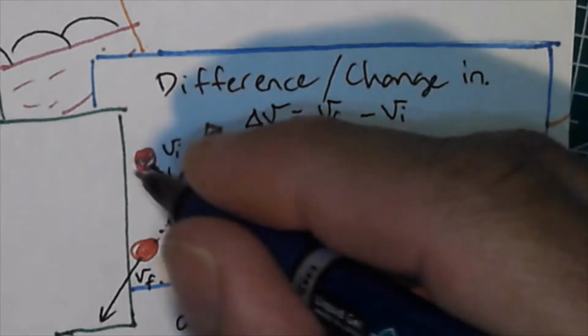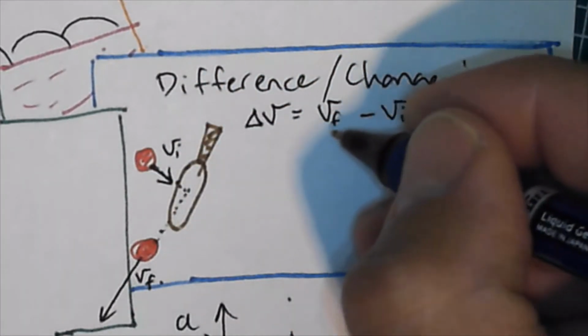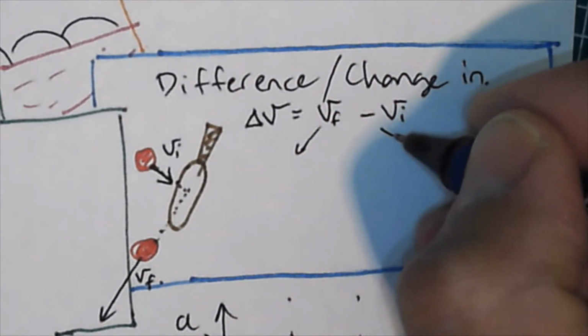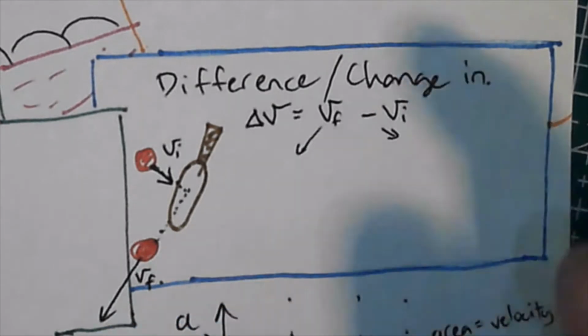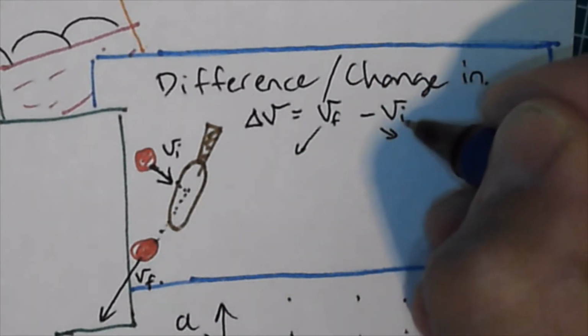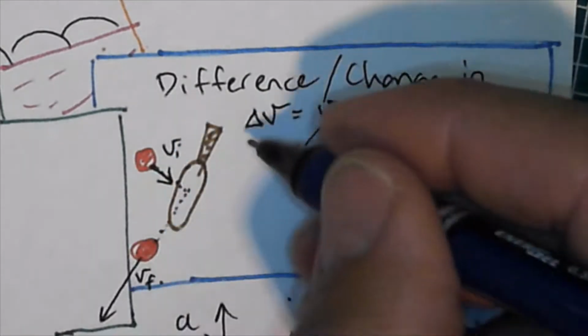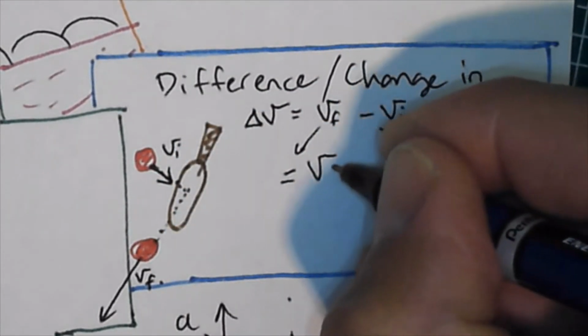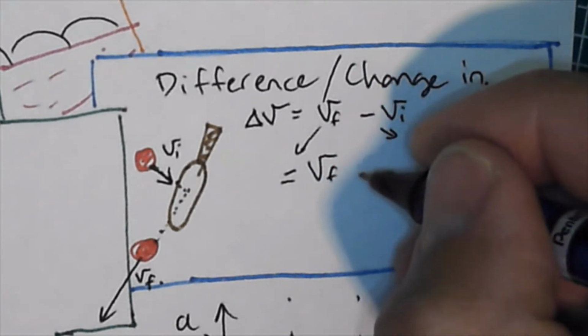And we need to consider these values as vectors. So the final velocity is a vector in this direction, and the initial velocity is a vector in this direction. So we can't really subtract vectors, but we can add vectors together. So the way we overcome this subtraction issue here is with a bit of maths trickery.